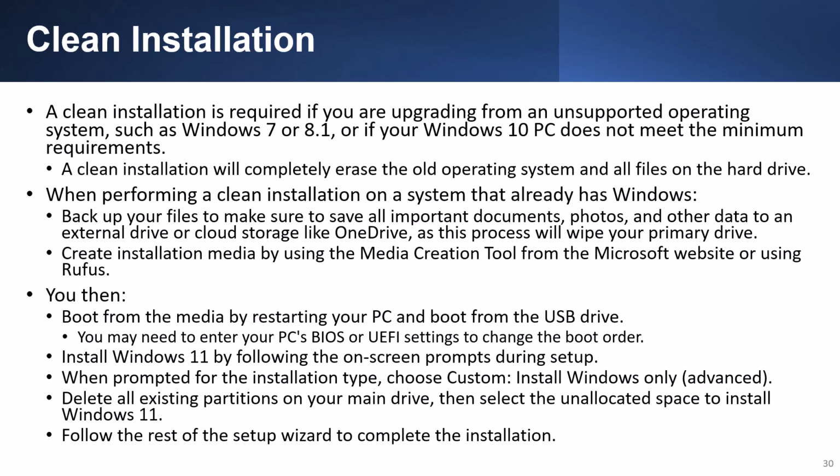Install Windows 11 by following the on-screen prompts during setup. When prompted for the installation type, choose Custom: Install Windows Only (Advanced). Then delete all existing partitions on your main drive and select the unallocated space to install Windows 11. Follow the rest of the setup wizard to complete the installation.